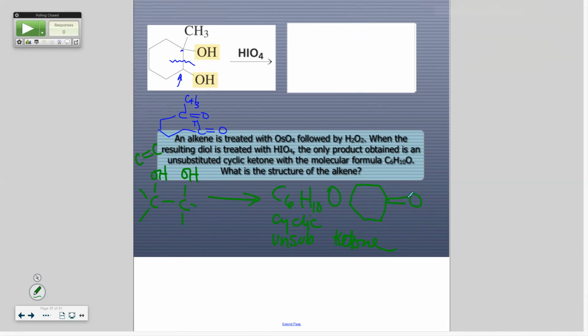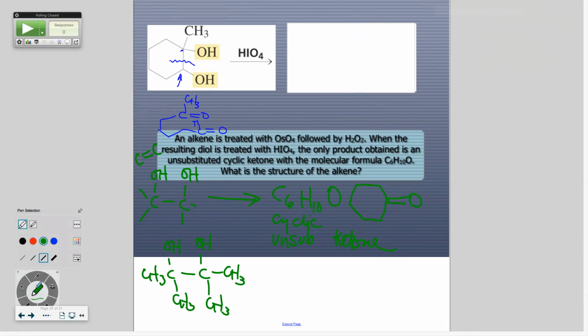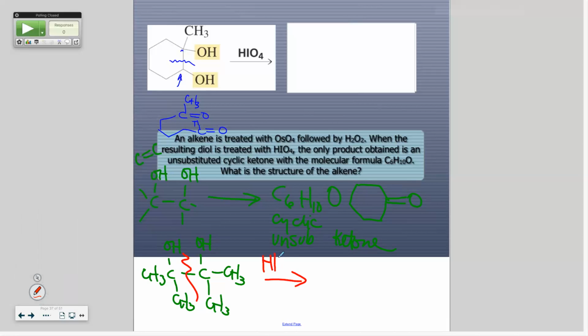All right, so I'll just make this a random one. Let's just put methyls there. When I do that periodic acid thing, that's going to cleave it right there, and you're going to get what? What do you get from the left side? CH3, and then what? Nothing?